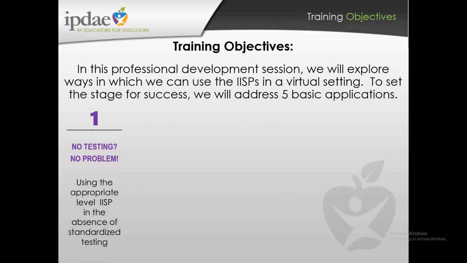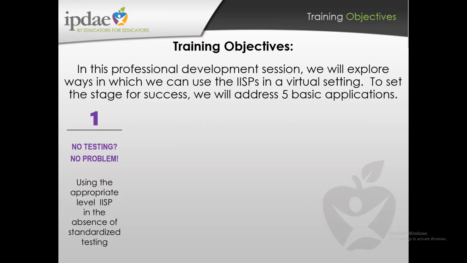The very first scenario addresses how we place students in the appropriate ABE level course and assign the appropriate level IISP in the absence of standardized pretesting. So we will actually take a look at 2 examples for this particular scenario.